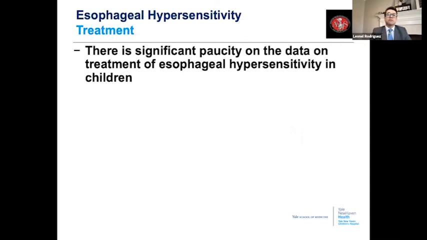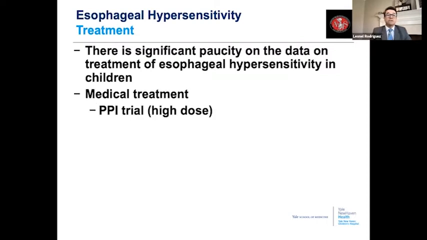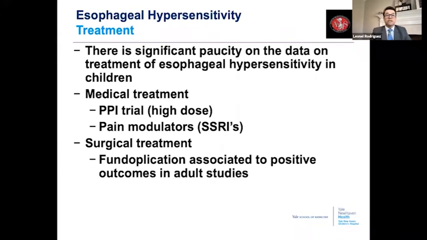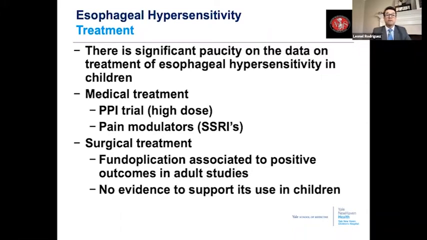How do we treat this condition? Unfortunately, there is a significant paucity of data on treatment of esophageal hypersensitivity in children. In terms of medical treatment, a PPI trial using high dose or BID dosing is still probably the number one recommendation in pediatrics. We do use pain modulators as the second treatment, or sometimes as an adjunct. In terms of surgical interventions, we know that fundoplication is associated with positive outcomes in adults. However, there is no evidence to support its use in children at the moment.